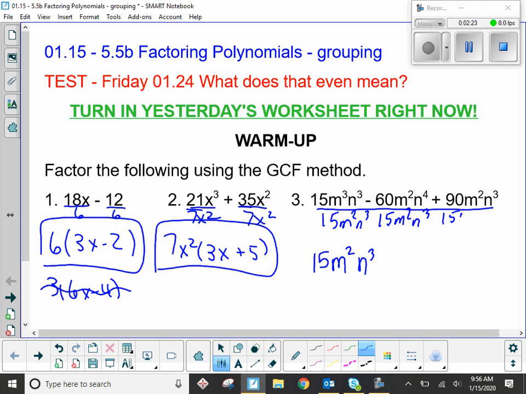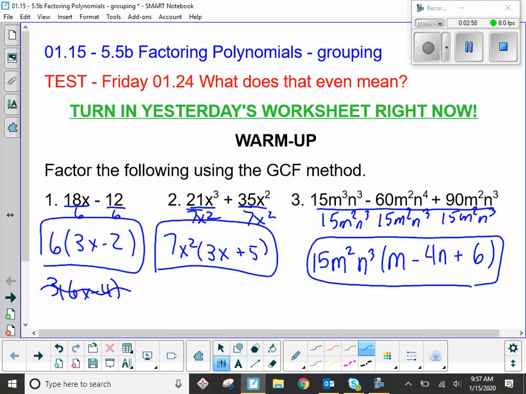Oh my gosh, so much writing. Okay. And then in the first one, what's left over? The 15s are gone. Are there any m's left over? 1 m. Any n's? No. Okay. And then the second term is minus 60 divided by 15. Any m's left? Any n's? 1. And then what's 90 divided by 15? 6. Any m's left? N's? No. So that's it right there.